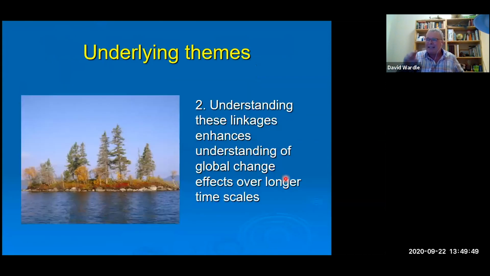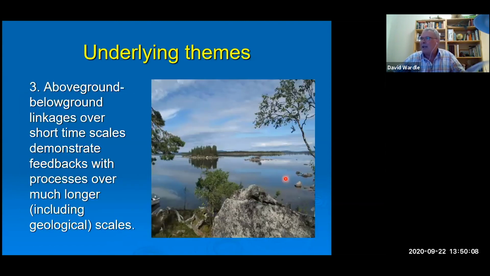Secondly, understanding these linkages helps our understanding of global change effects over long timescales, including much longer than that of our own experiments. And this is important because, of course, vegetation and organisms just generally are the mediators of carbon exchange between the terrestrial environment and the atmosphere. And thirdly, all the processes we look at operate over small scales, but demonstrate important feedbacks, both as drivers and responders, with processes that occur over much longer scales.